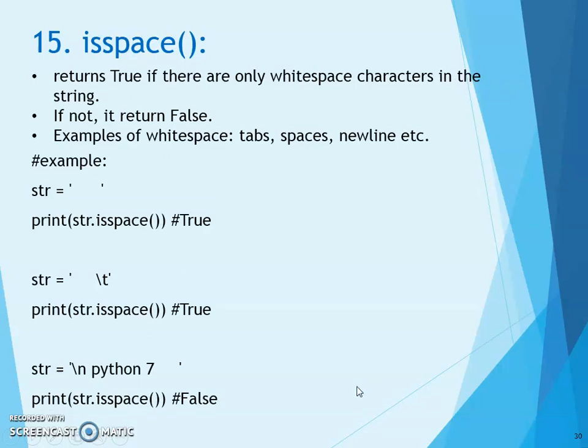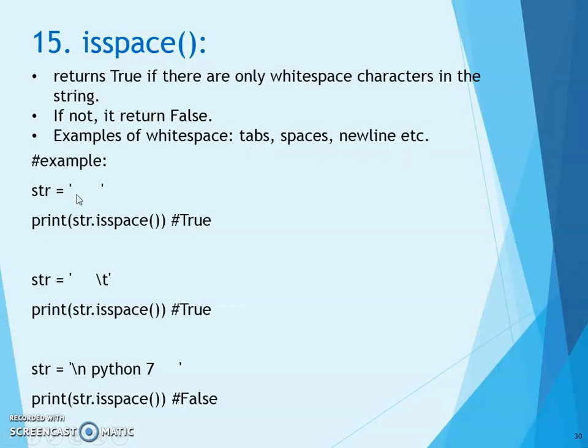Next method is isspace. This method will return us true if there are only white spaces. Otherwise, excluding white spaces, if any other character is there, then it will return us false. Examples of white spaces are space bar, tabs, new lines, etc.